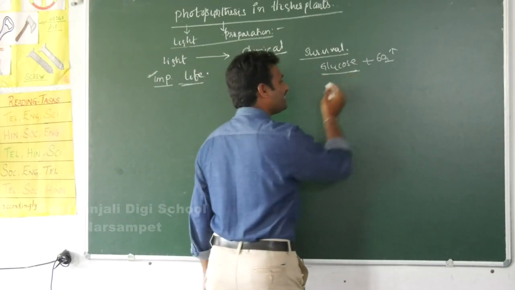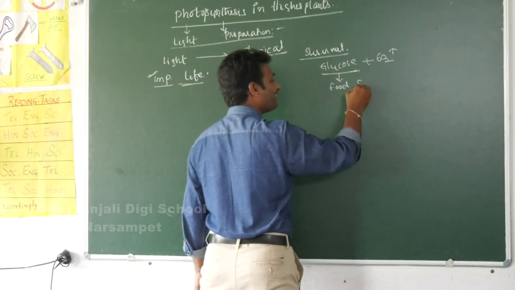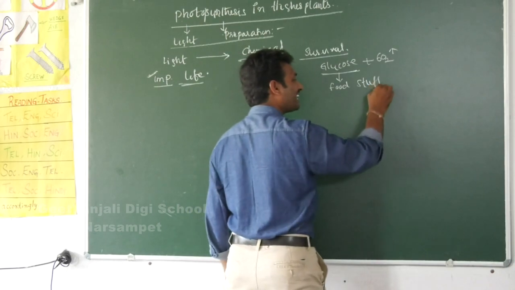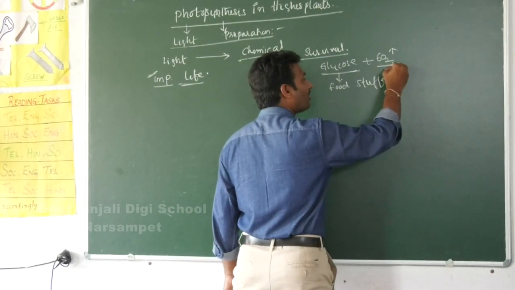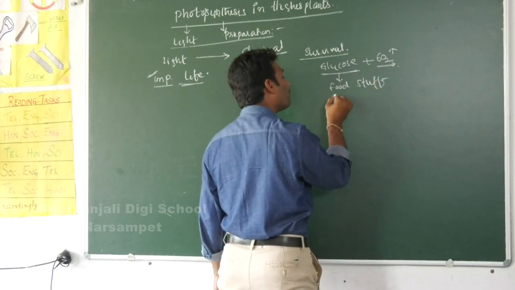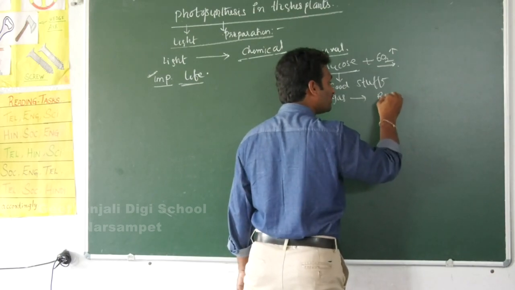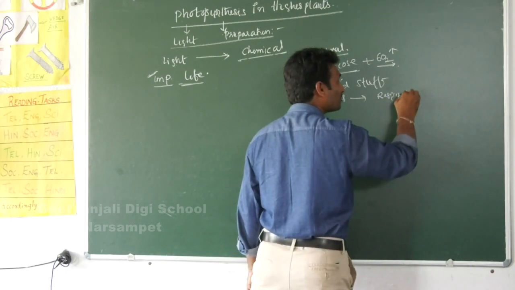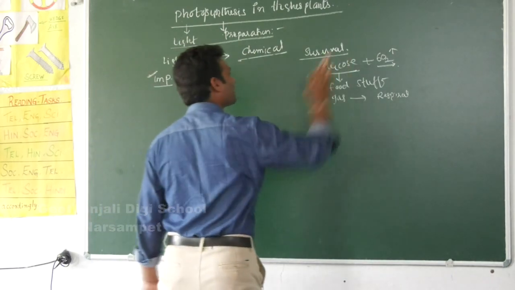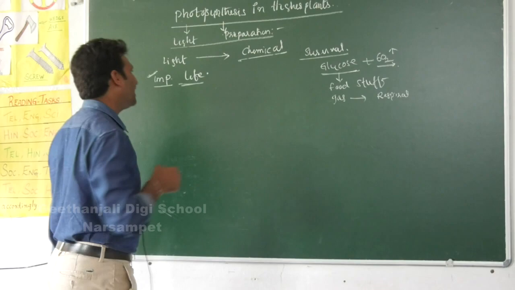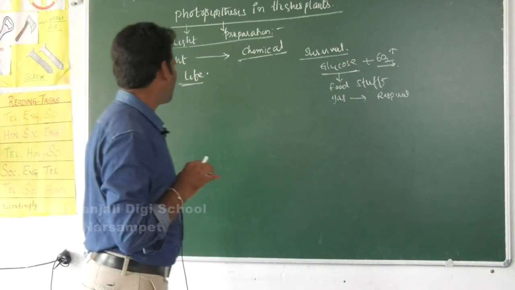This glucose acts as foodstuff for the entire living organisms. Oxygen is a very important gas which is utilized for respiration by all living organisms. Without these processes, there is no survival of the remaining living organisms. Hence, it is known as a very important life process.